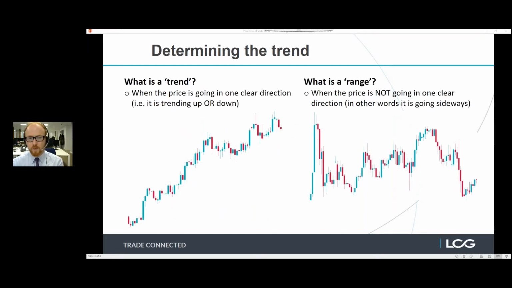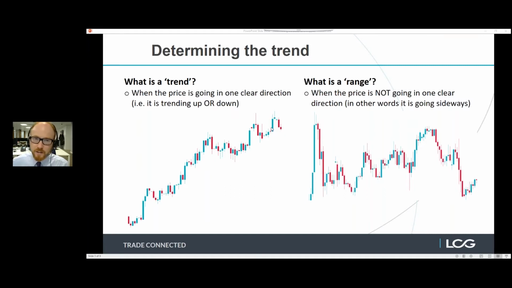What is a trend? Well, obviously this is all fairly basic stuff. You don't have to excuse the basicness of this, but still sometimes it's good just to remind yourself. A trend is when price is going in one clear direction. So in this example, obviously, we've got a nice little uptrend going on.